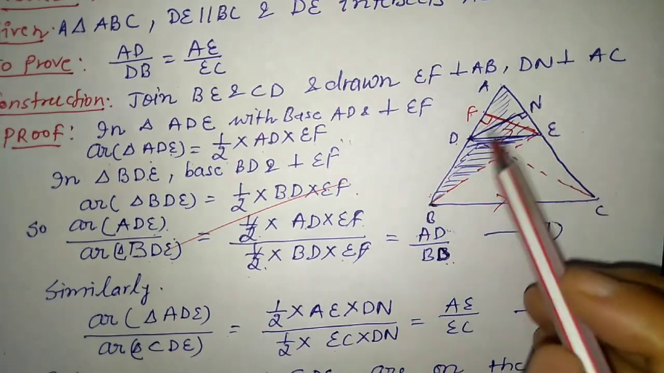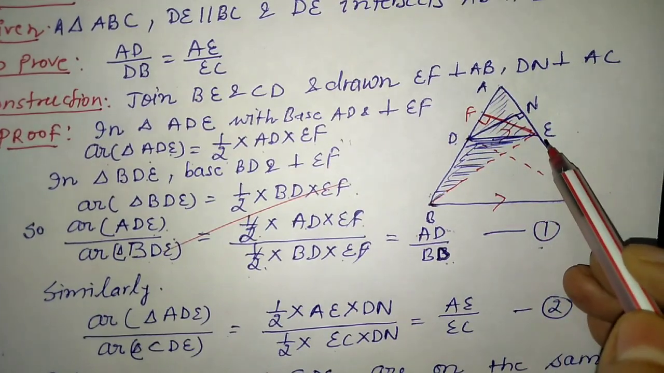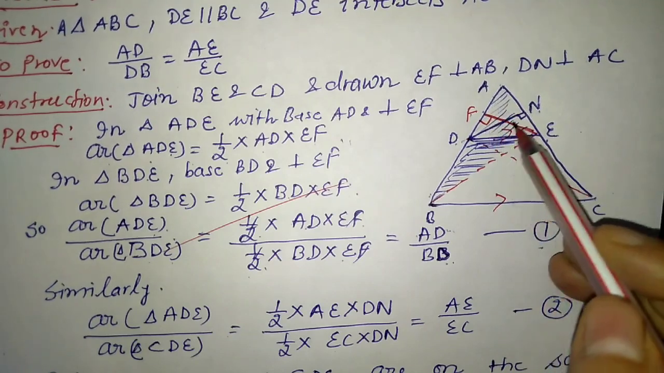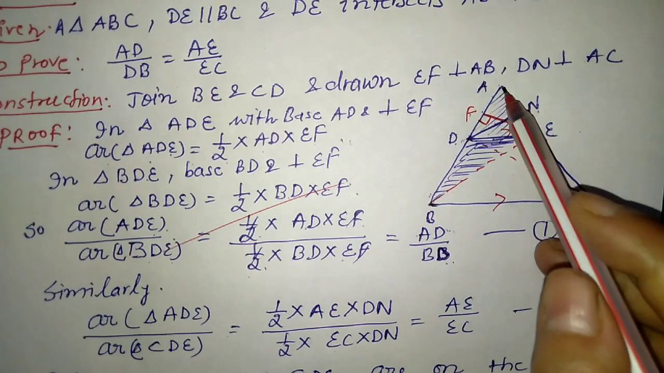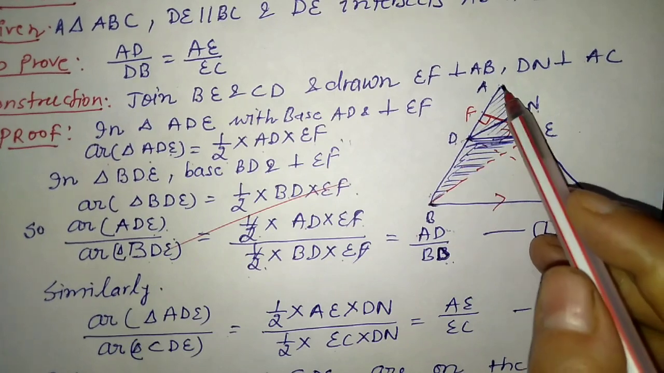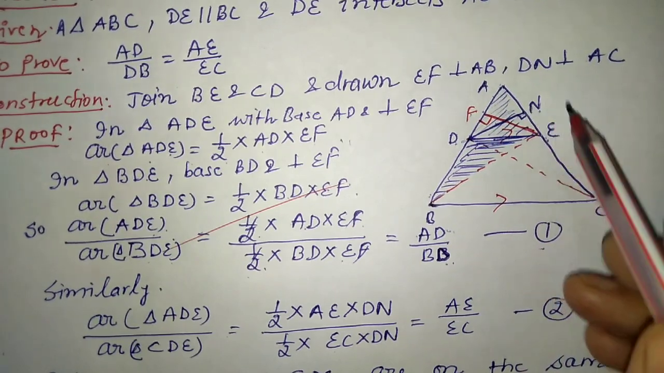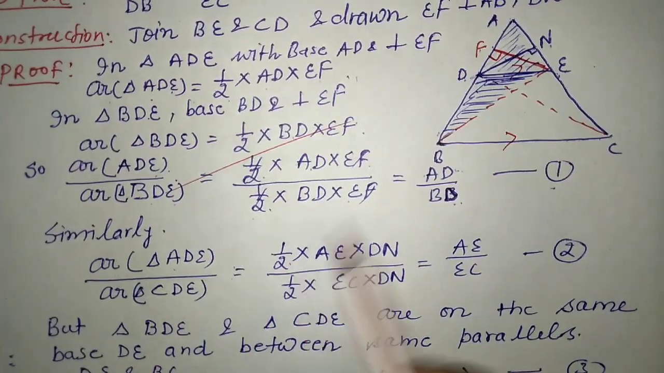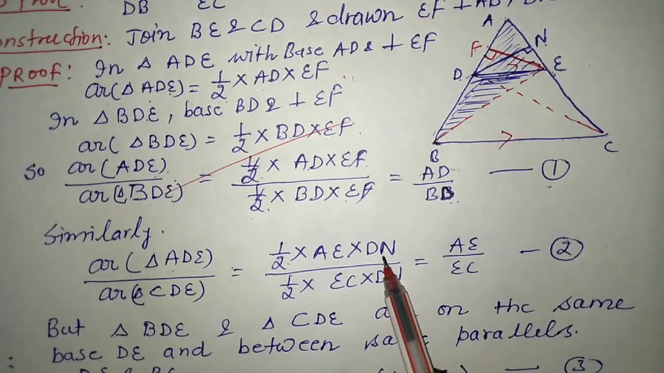Similarly, we will take AE as the base and DN as the perpendicular, and the triangle is the same as ADE. First we have taken AD, now we will take AE as the base and DN as the perpendicular. So what will be there? Area of ADE is equal to 1 upon 2, base is AE, perpendicular is DN.